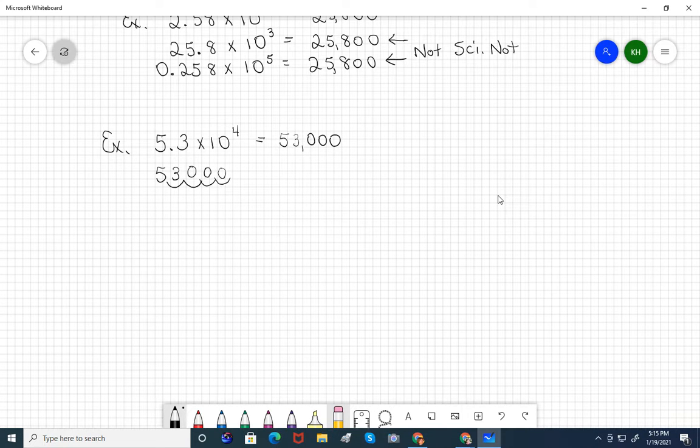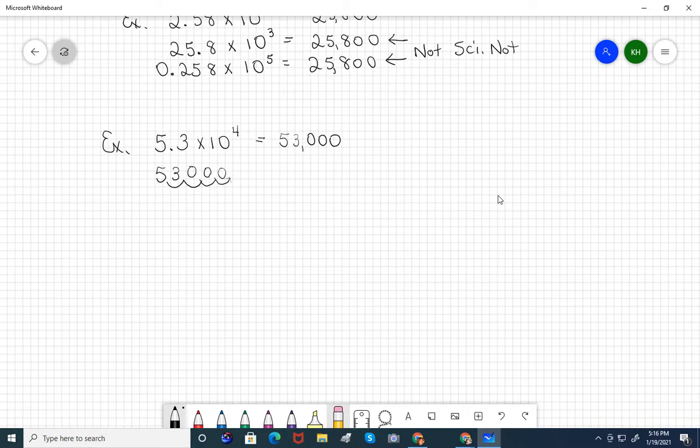Alternately, if you type something in scientific notation into your calculator, it can probably convert it to standard form. But remember, if the exponent's positive, we know this is a number that's larger. It's got to be bigger than 5 because we're multiplying it by 10.